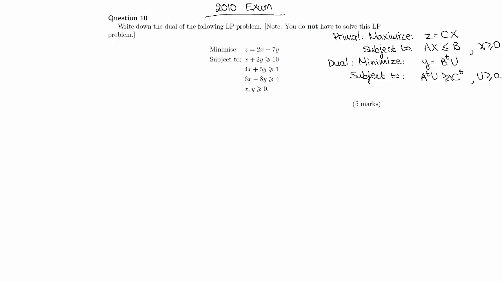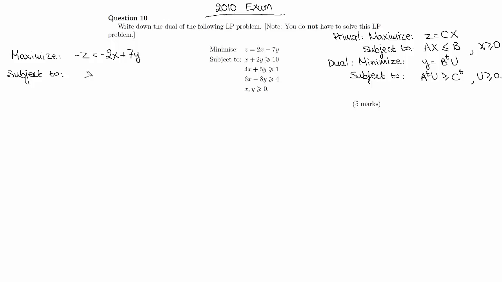So we're going to rewrite that as maximize minus z, because when we turn a minimize into a maximized problem, we just multiply by minus 1. So we're going to have minus z is equal to minus 2x plus 7y, and that will be subject to, now we need less than or equal to inequalities. So since all of them are greater than or equal to, we just multiply all of them by minus 1.